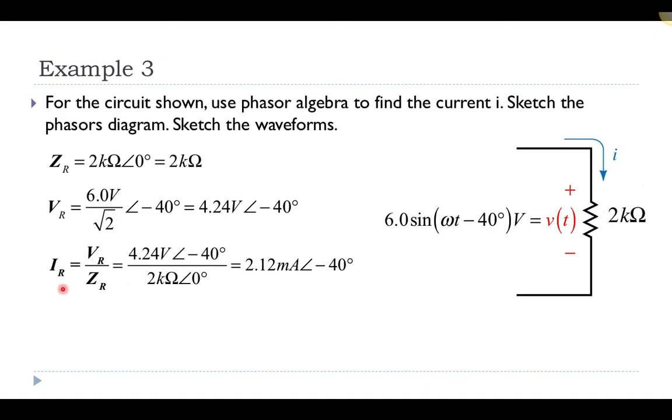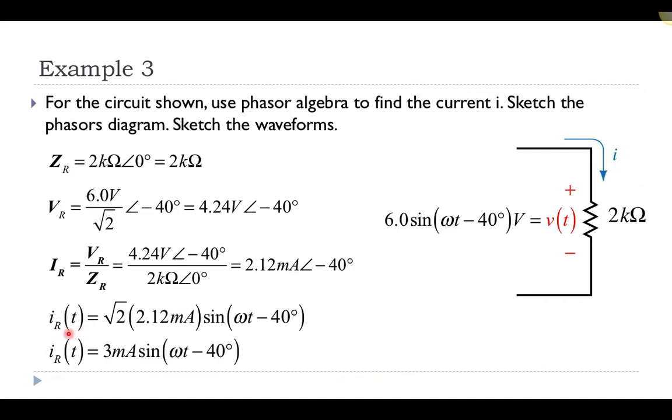I can now use the equivalent of Ohm's law, that the current through the resistor is just the voltage across the resistor over the impedance of the resistor. So that's 4.24 volts, angle of minus 40, over the impedance, which is 2 kilo ohms, angle of 0. Negative 40 minus 0 is just negative 40. 4.24 over 2 is going to give me 2.12, and it's volts over kilo ohms, so that's going to give me milliamps.